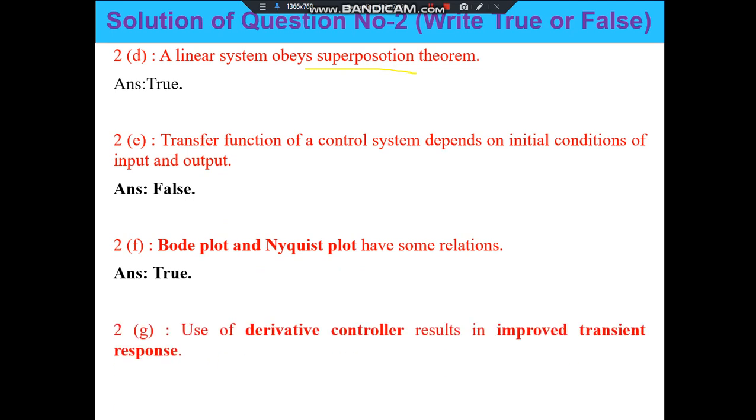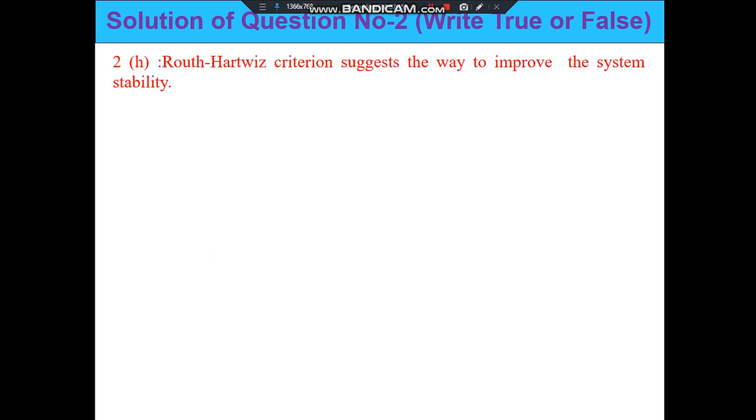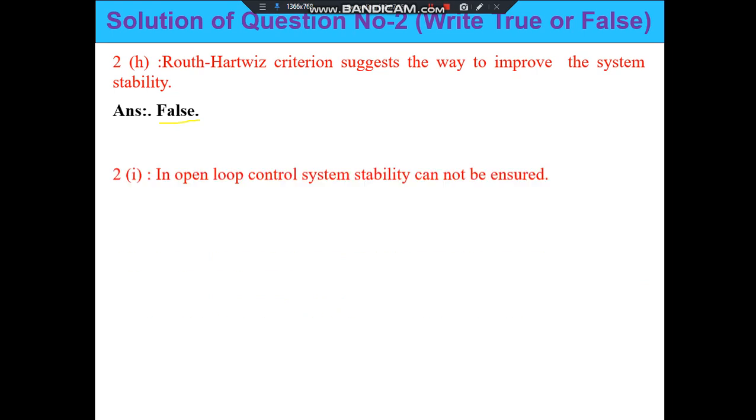Use of a derivative controller results in improved transient response. Yes, this statement is also true. Using the derivative controller improves the transient response. Next is, Routh's criterion suggests a way to improve the system stability. This statement is false. It does not exactly improve the stability.